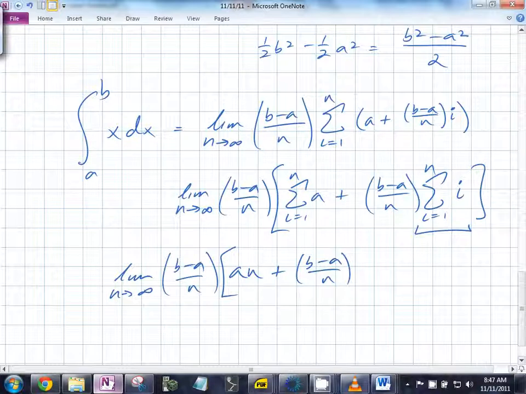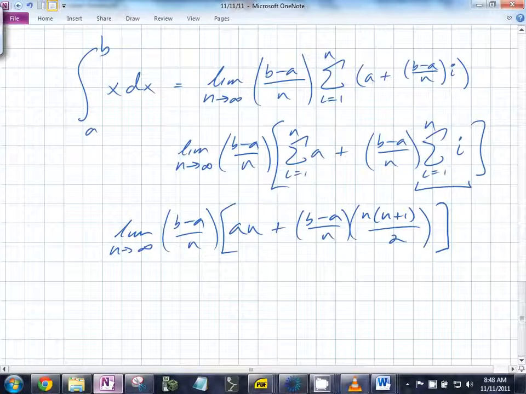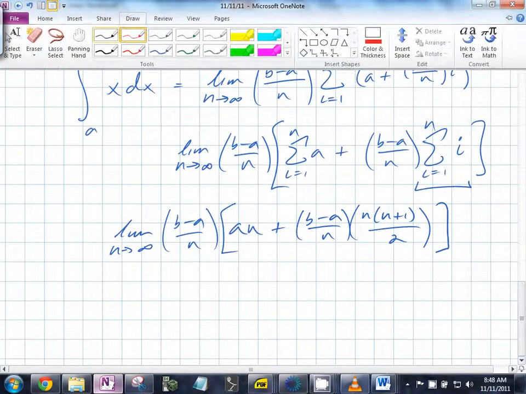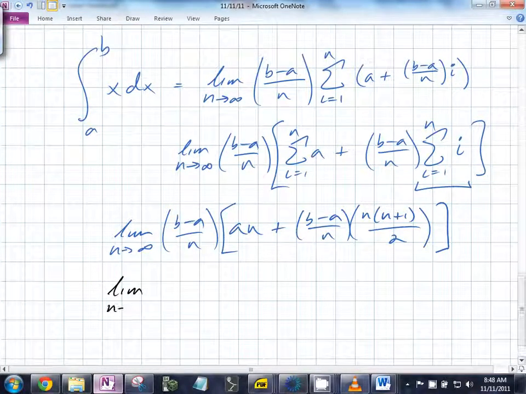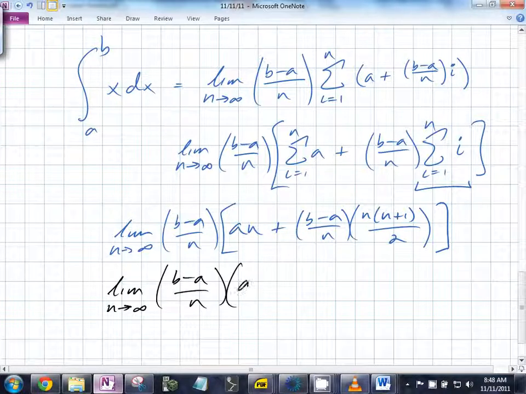It's 1 plus the sum of the first n integers. What is the sum of the first n integers? n times n plus 1 over what? 2. It's the sum of the first n integers. Absolutely. So now when you clean this up, do some things cancel now? Yeah, some things do cancel. You get b minus a over n times an plus, that cancels, right? So what do you have? b minus a times n plus 1 all over what? 2.